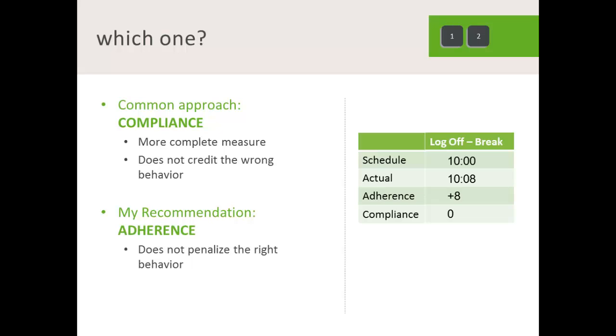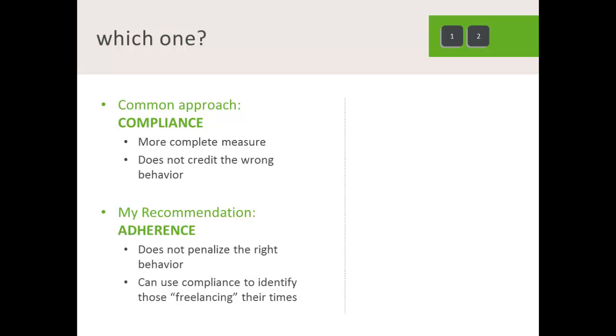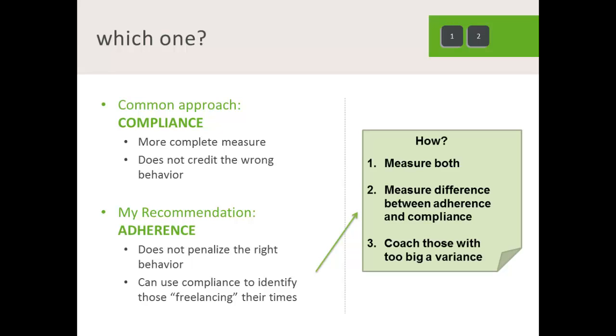Now, for those that think, yeah, but that still bothers me, well, you can use compliance to identify those that may be freelancing their time. Okay, now how do you do that? Well, you're still measuring to adherence and giving an adherence objective, but what you do then is you actually add that compliance in, you measure them both, look at the delta between the two, and find those people where the variance between them is too large because they could be freelancing. So that's my take on calculating adherence.